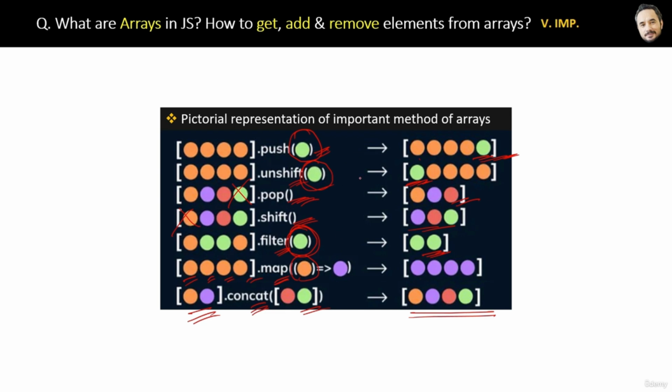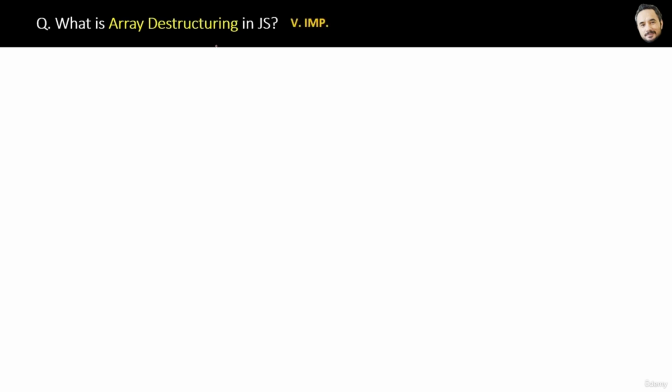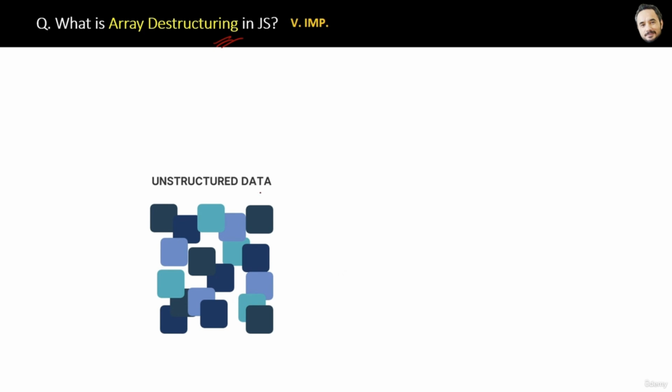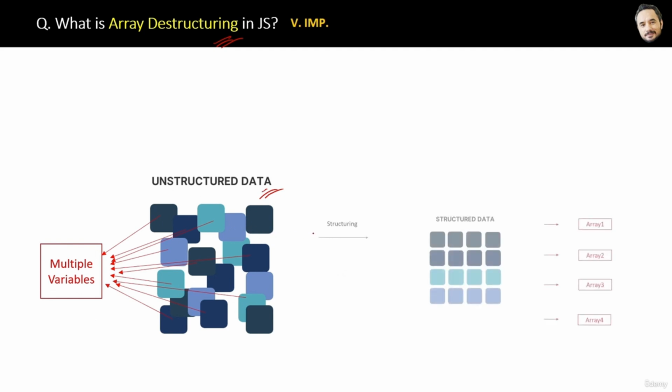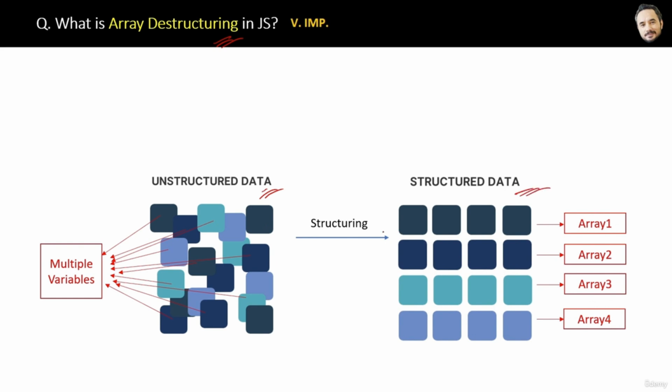Now you know what is an array, why we need it, and what are some of the important methods of it, right? What is array destructuring in JavaScript? Good question. If you remember, when our application had lots of unstructured data that could take multiple and different types of variables to store without arrays, then what do we do? We use arrays to structure the data, which is a very good practice, right? But sometimes we have to destructure the array data back into the variables, and that is called destructuring.